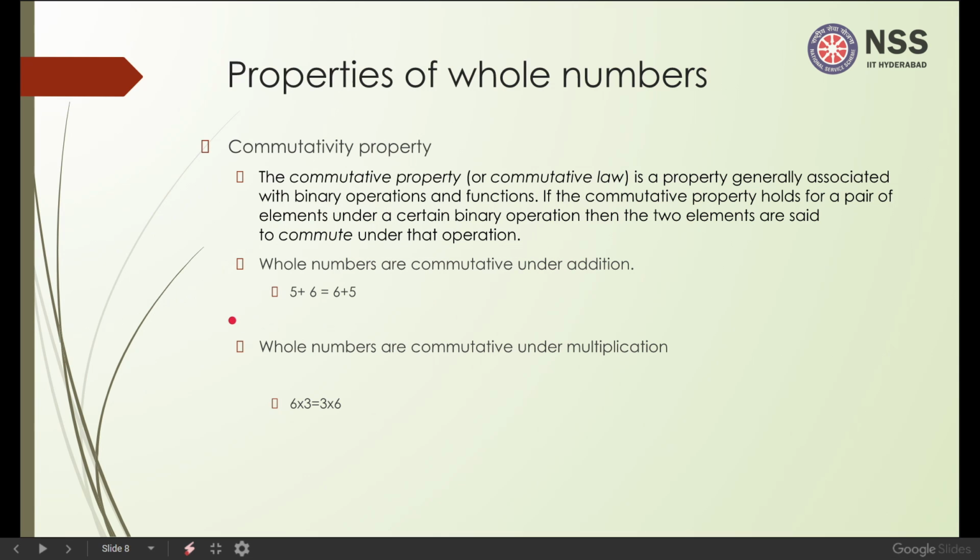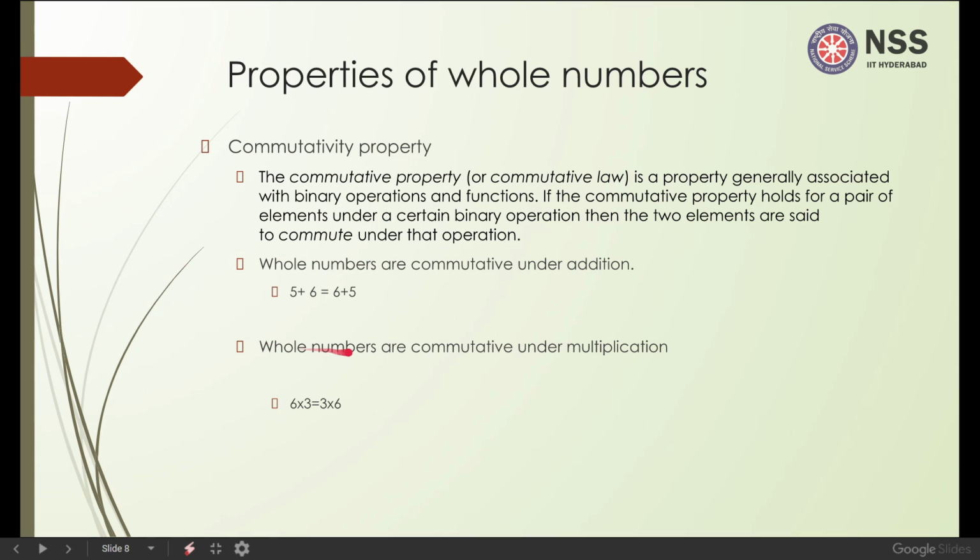If you have 5 chocolates and your friend gives you 6 more chocolates, then you have 11 chocolates. But if you have 6 chocolates and your friend gives you 5 chocolates, you get 11 chocolates. So therefore, 5 plus 6 is equal to 6 plus 5, which is 11. Therefore, whole numbers are commutative under addition.